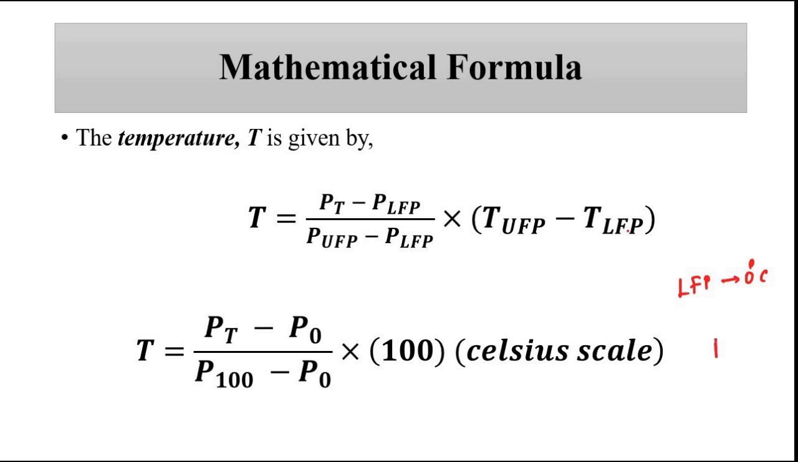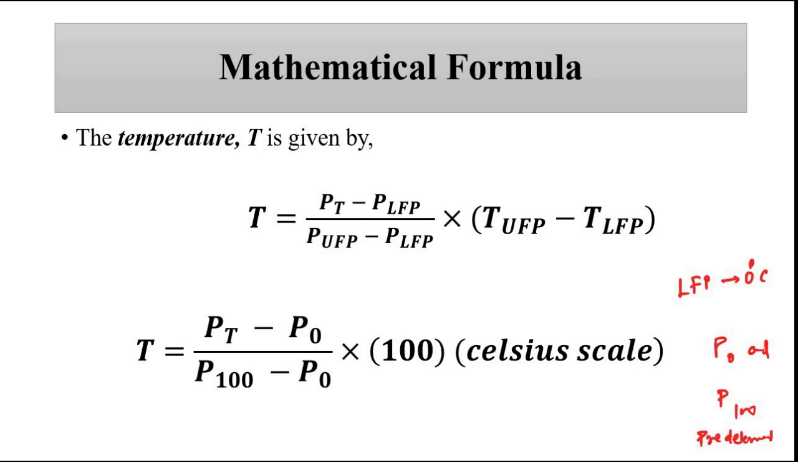So P0 and P100 are already predetermined, and they are used for calibrating the thermometers. It will be there in the specification sheet whenever you purchase this kind of thermometer. So this will already be there in the specifications sheet.